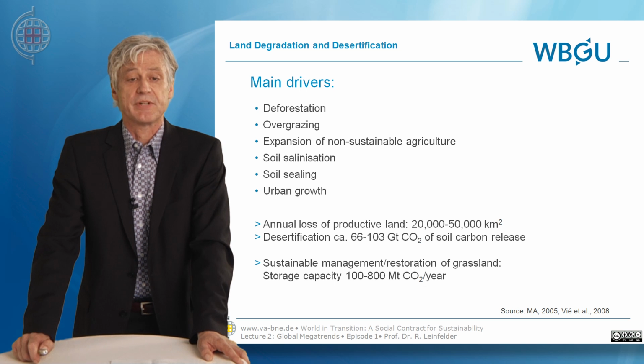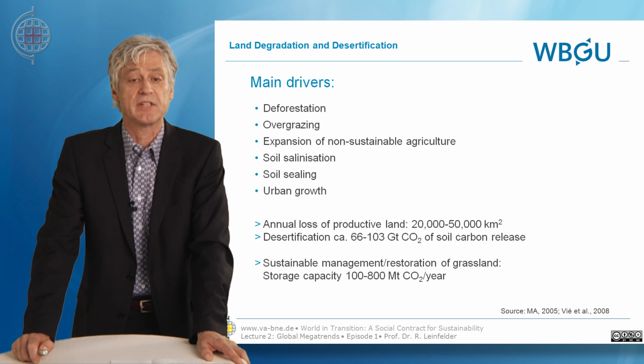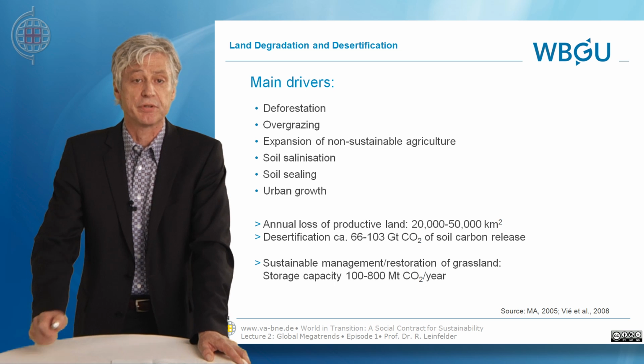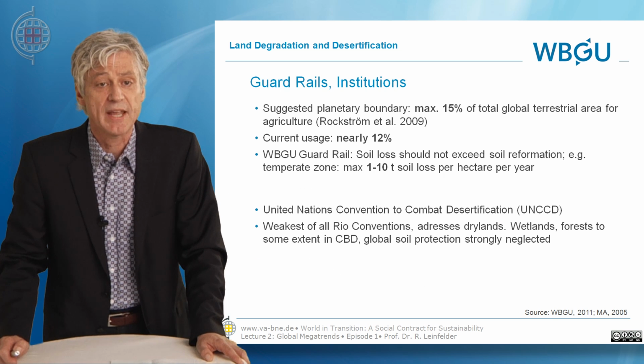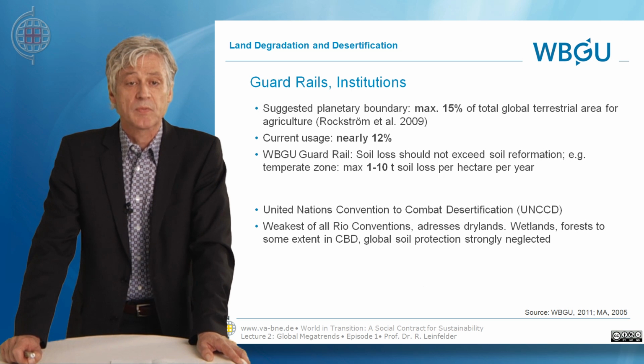Sustainable management and restoration of grassland would really help. We've learned about this already. Storage capacity, annual storage capacity, would be up to 800 megatons of carbon dioxide per year. Again, do we have guardrails or institutions involved to protect this?